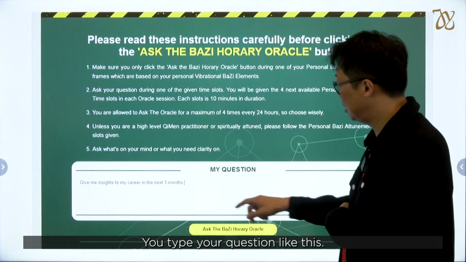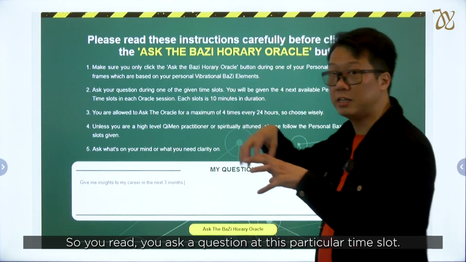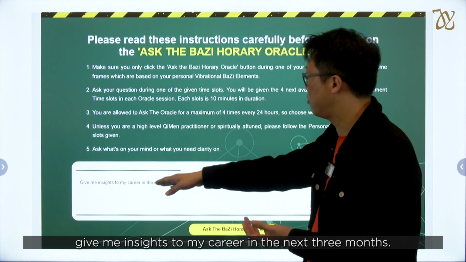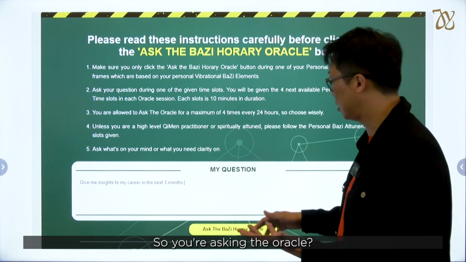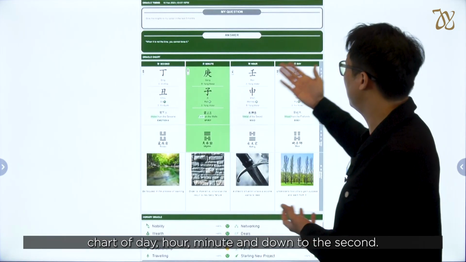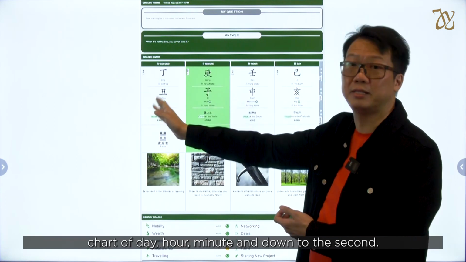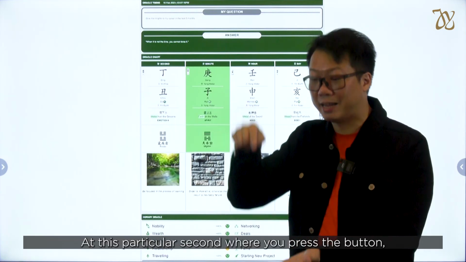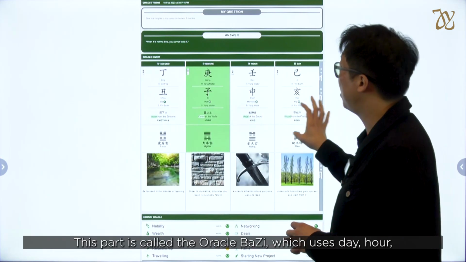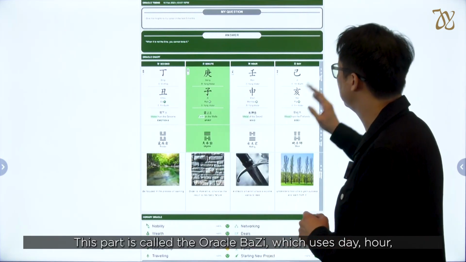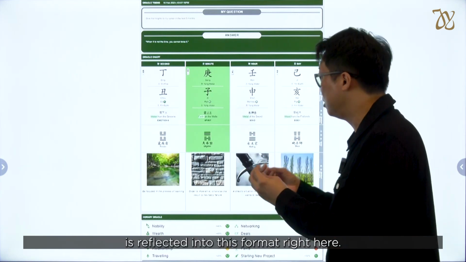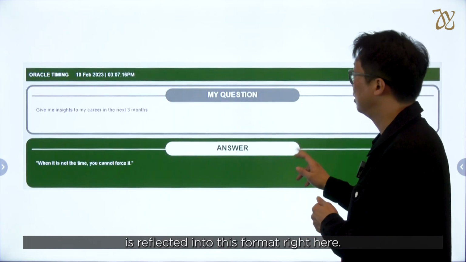You type your question like this, so you ask a question at this particular time slot. For example, give me insights to my career in the next 3 months. You click the Ask the BaZi Oracle button, and immediately this chart of day, hour, minute, and down to the second. At this particular second where you press the button, this new BaZi is formed. This BaZi is called the Oracle BaZi, which uses day, hour, minute, and second. So your affinity is tied down to time and is reflected into this format right here.